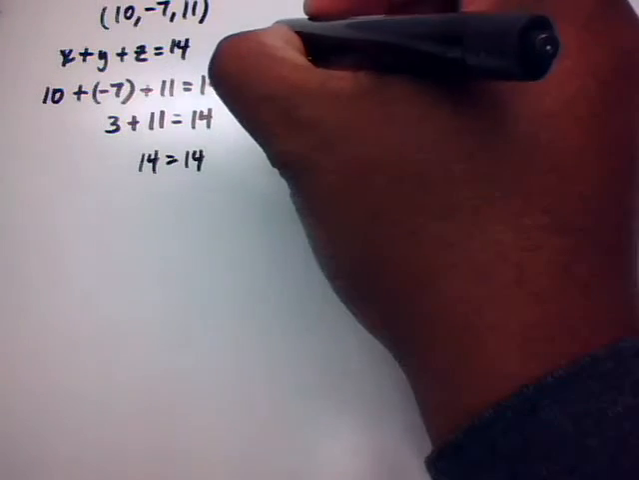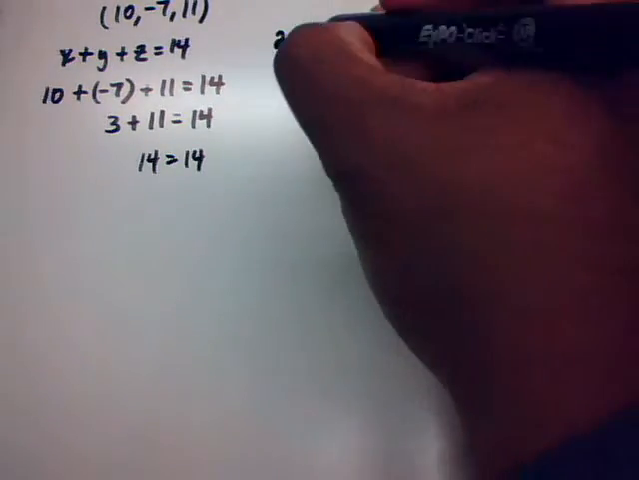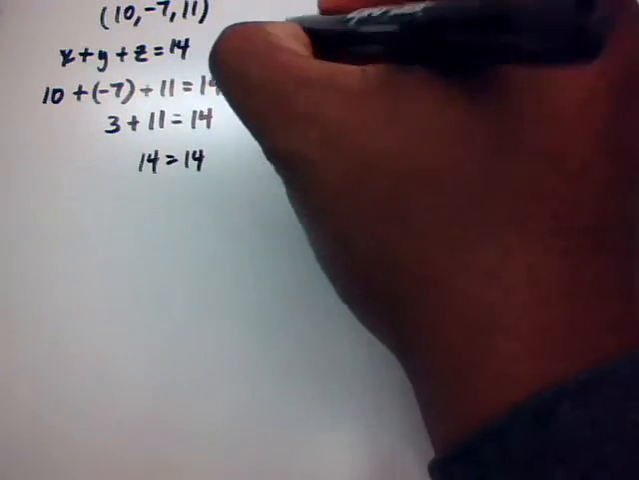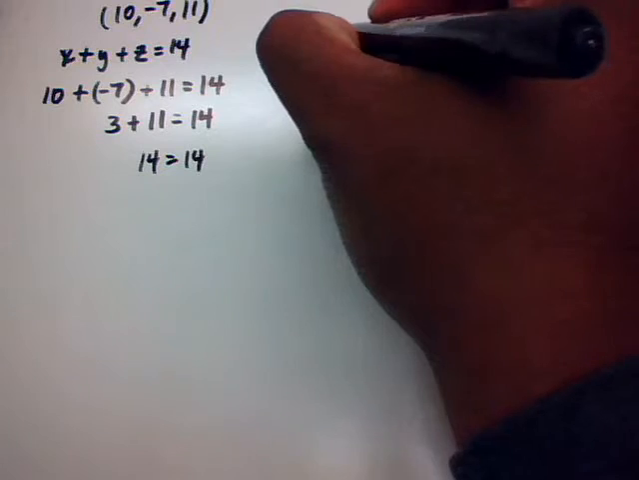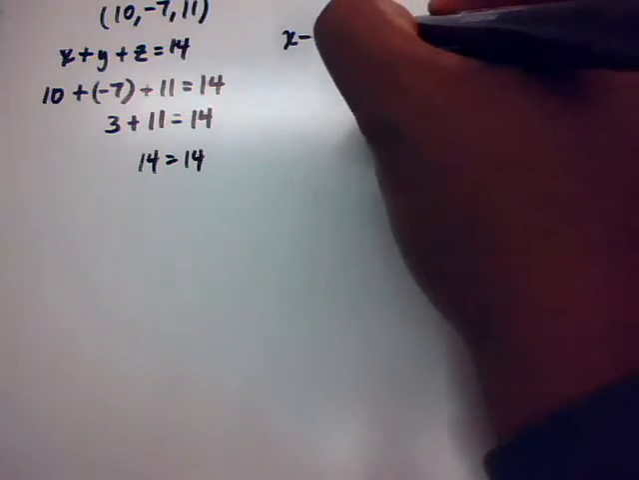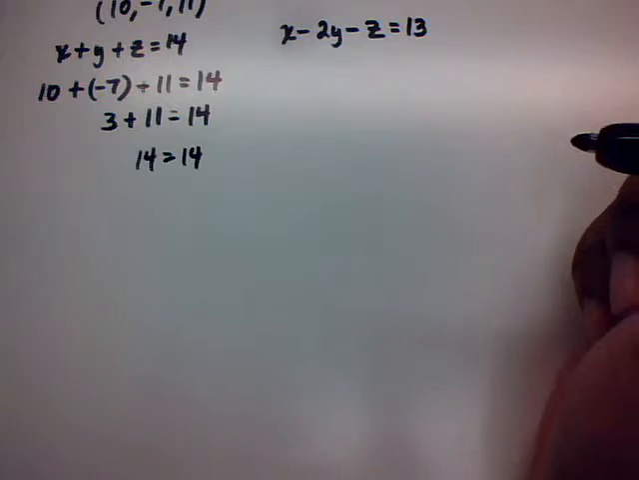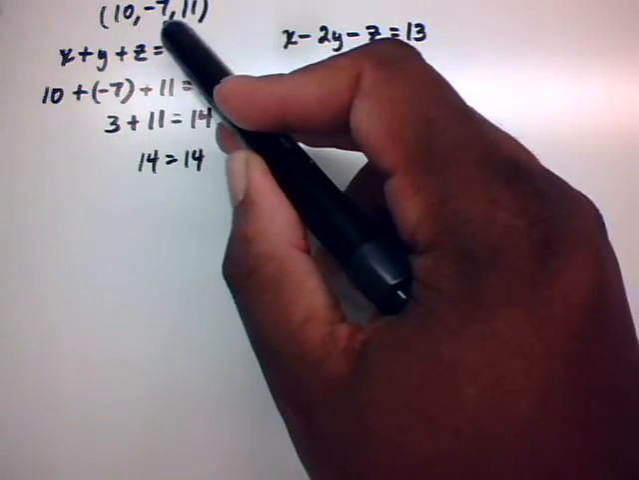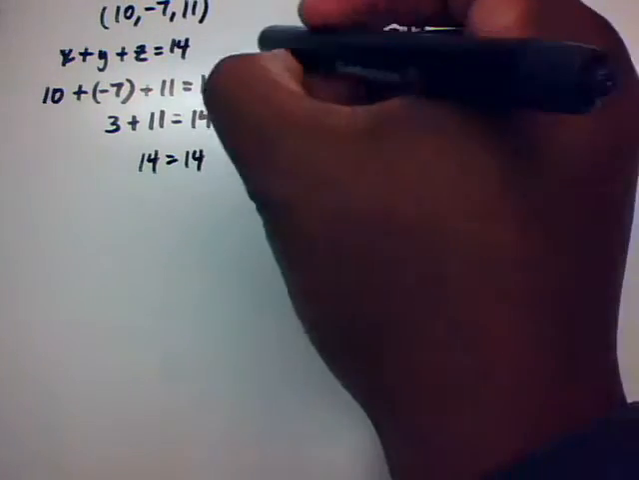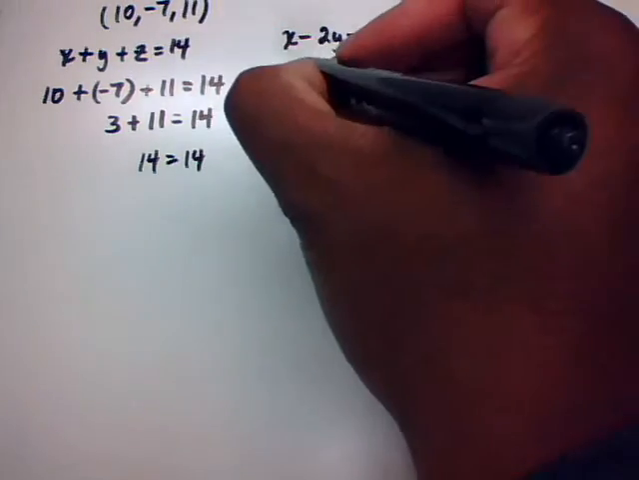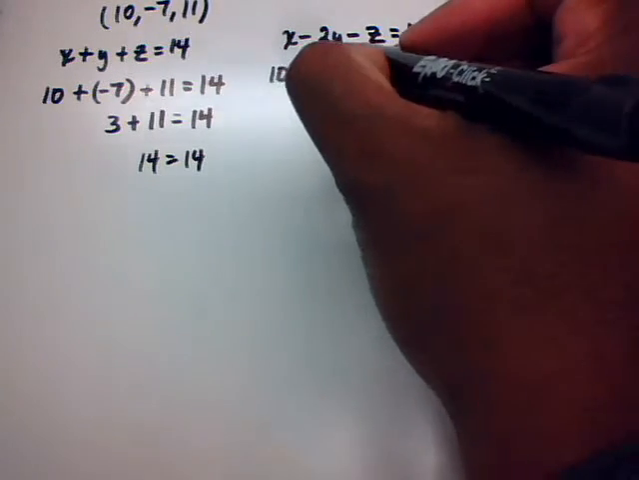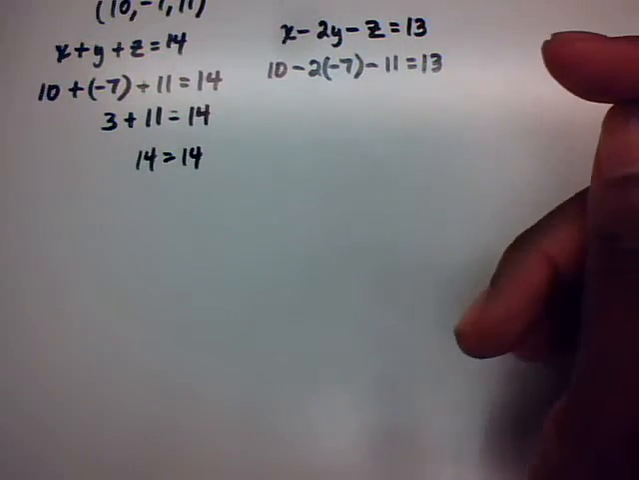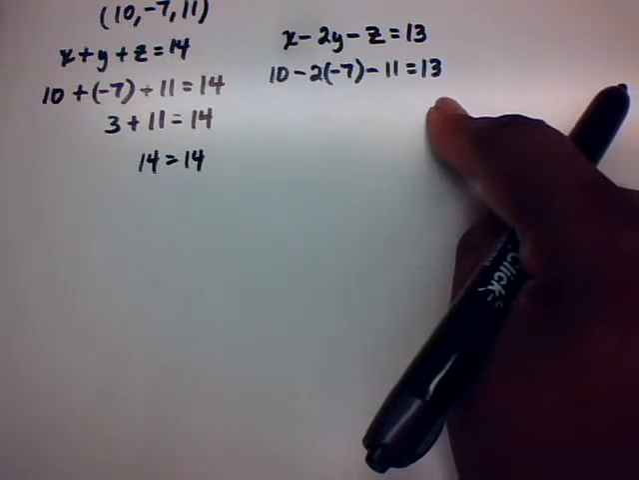So we go to the next equation, which is x minus 2y minus z is equal to 13. So in this case, we replace the x with 10, the y with -7, and the z with 11. So here, we have 10 minus 2 times y, which is -7, minus z, which is 11. That should equal 13. The left side should equal the right side.